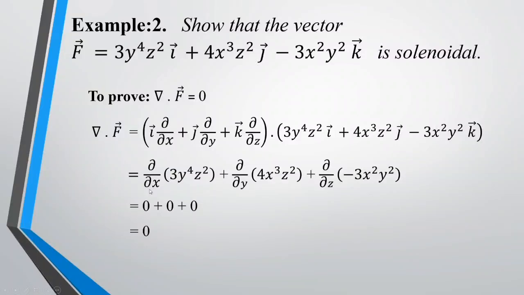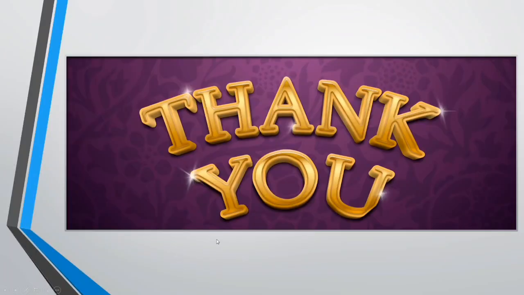Now dou by dou x of 3y power 4 z square, there is no x term. We are partially differentiating with respect to x, so the result is 0. Same way when we come to the second term, there is no y term, so when we partially differentiate 4x cube z square with respect to y, we get 0. And the third term also, dou by dou z of minus 3x square y square is 0. So the result is 0. So we are getting del dot f vector is 0. So therefore f vector is solenoidal.